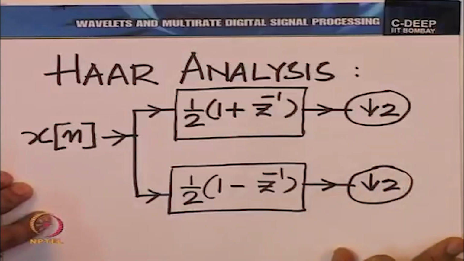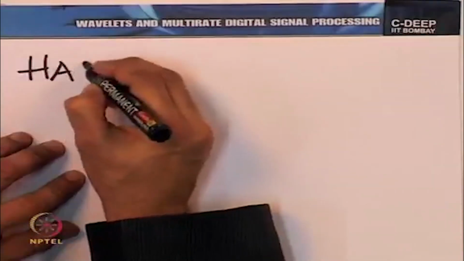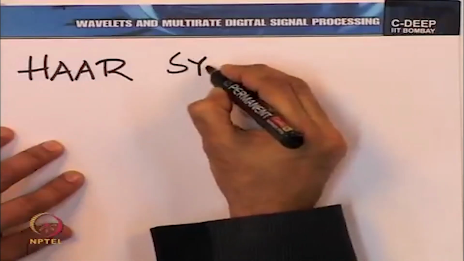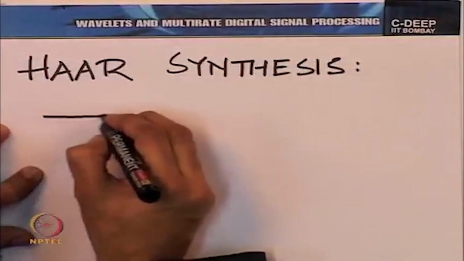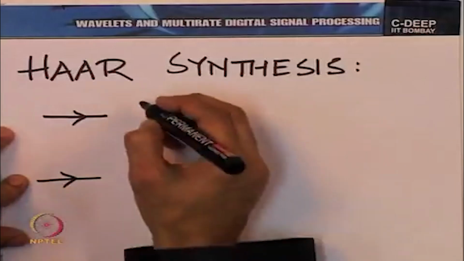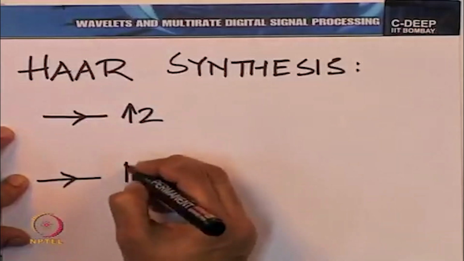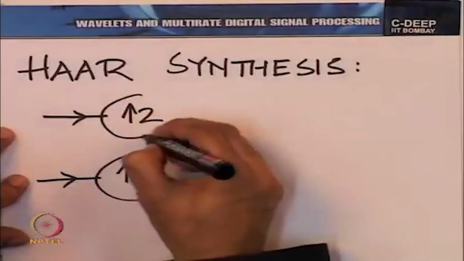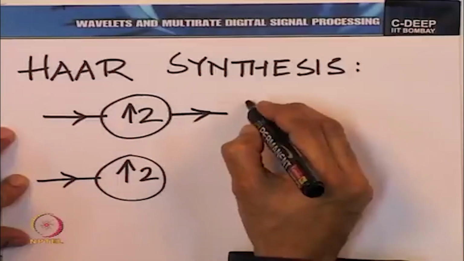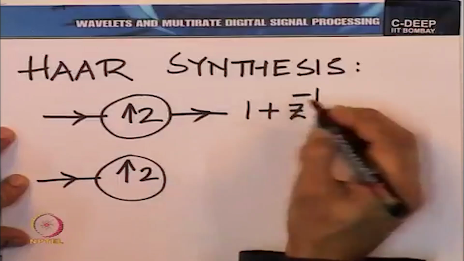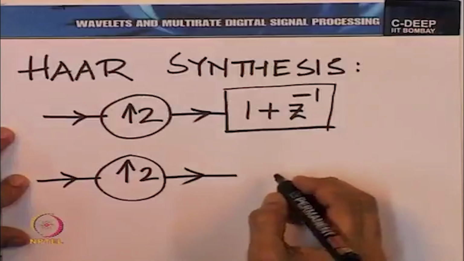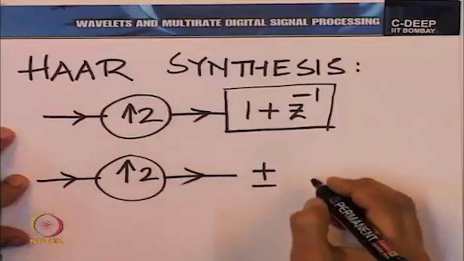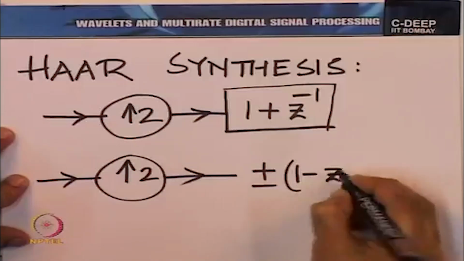We had also derived the structure of the synthesis filter bank, and interestingly we saw the structure was very similar. In fact, it looked almost like a mirror image here, except for the fact that you had an upsampler instead of a downsampler, followed by the two filters once again. So, here the filters had the form 1 plus Z inverse and 1 minus Z inverse. Now, the only catch is I am going to allow for an ambiguity of sign here, plus minus 1 minus Z inverse.